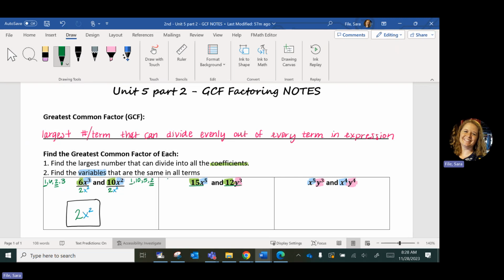So what are the factors of 15? 1 and 15 and 3 and 5. Anything else? Okay, what are the factors of 12? 1 and 12 and 6 and 2 and 3 and 4.